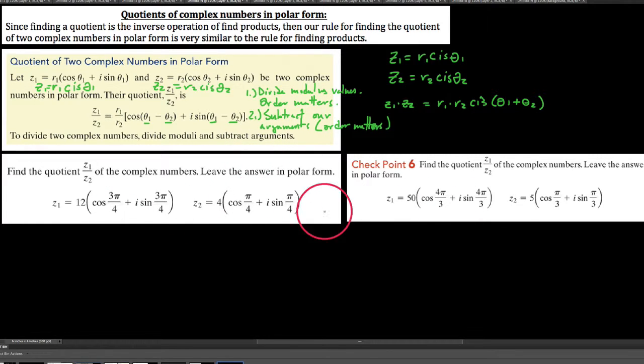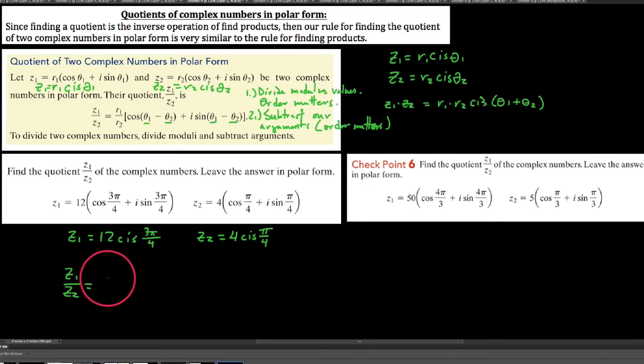So looking at these two examples down here, I'll work through this first one with you, then I want you to pause the video and try to find the quotient over here. Let's say we have a z1 and a z2, and these are both in polar form. Then the quotient z1 over z2, let's rewrite these here. z1 in abbreviated form would be 12 cis 3 pi fourths, and z2 would be 4 cis pi fourths. We're on a pi fourth direction here. So we want to find the quotient between z1 and z2.